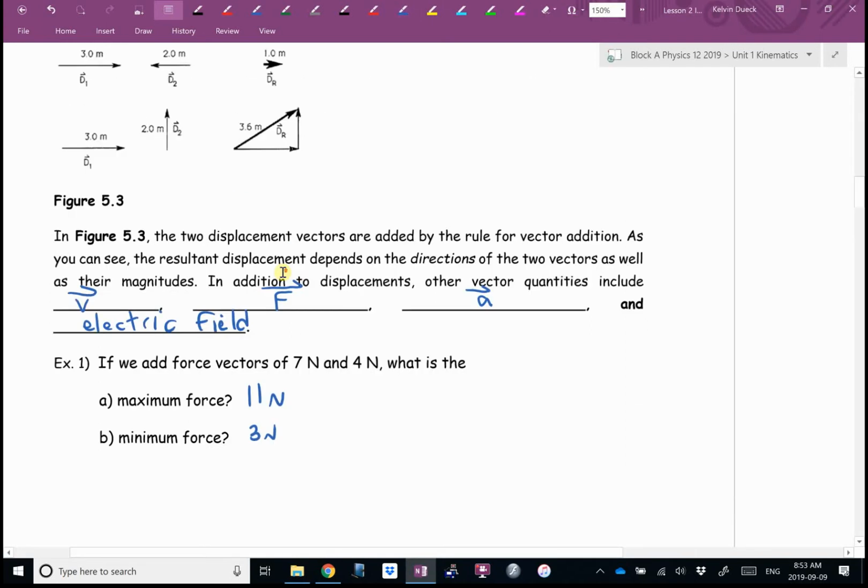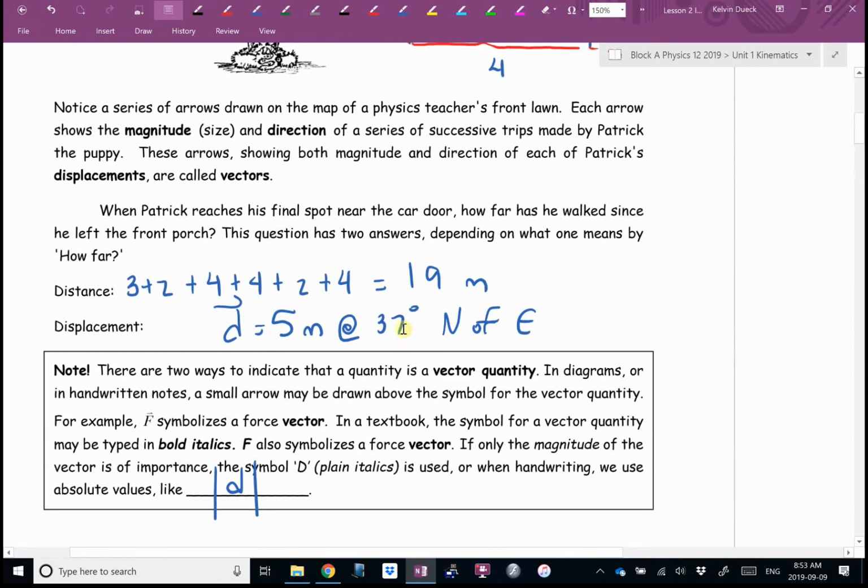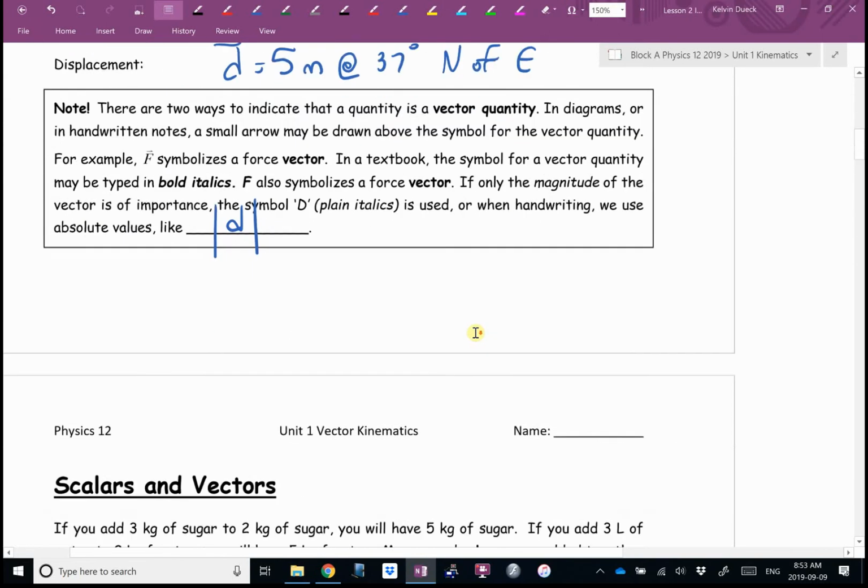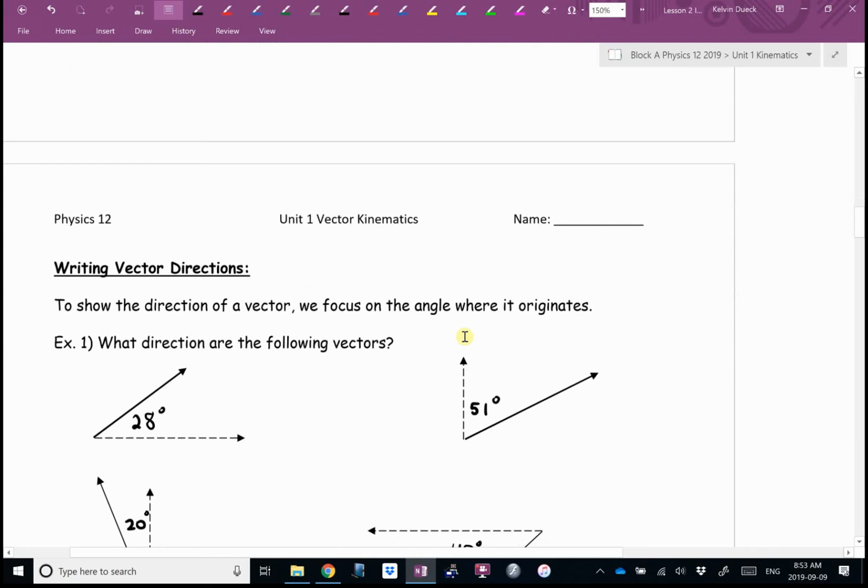I brought out this weird 37 degrees north of east. Turn the page. Let's talk about how that works.